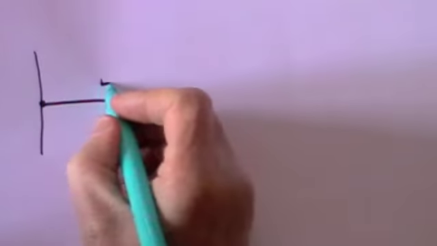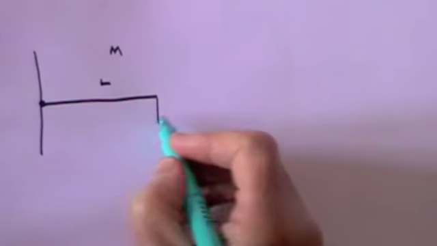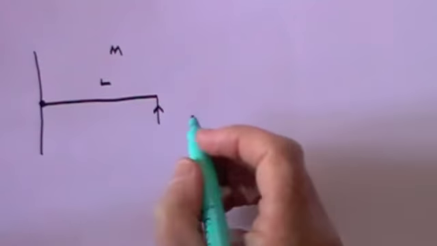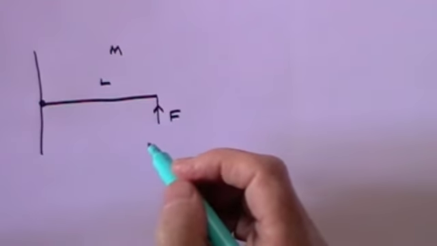The rod is length L, and it's got a mass M. And the question is, what force do I have to apply here to stop the rod from falling down? You will recall from the first video that we did in this series that the centre of mass is the point at which all the mass can be considered to be acting.